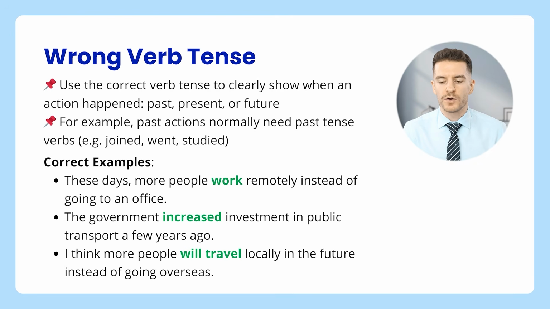And the final one here, I think more people will travel locally in the future instead of going overseas. So we've got will, and because we've got will, we need to use verb 1. This is a common problem that students have. A lot of students use the verb ing after will. But no, when we're using will to talk about the future, we actually need to use verb number 1. However, if we just said travel, that would not be correct. We need to use the word will to show that we're talking about the future.